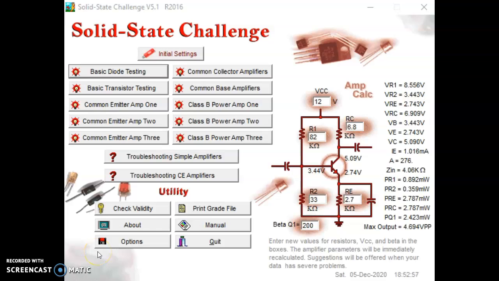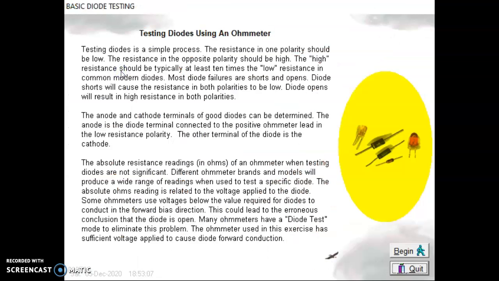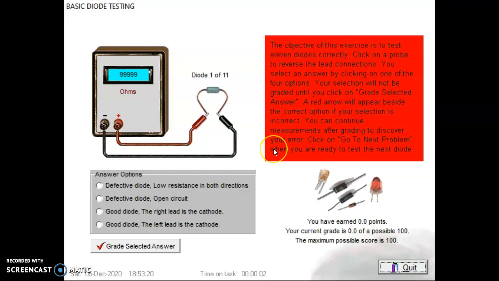Okay, this is a quick overview to ETCAI's Solid State Challenge. And today we're going to look at basic diode testing. So go ahead and launch the application. Here's your overview, your reminder of what a diode is, and how we can use an ohm meter to check to see if that diode is good. And so I'm going to go ahead and begin the application, and I'll explain the test that way.